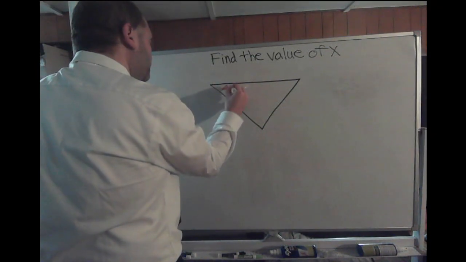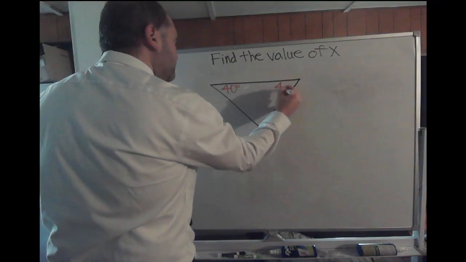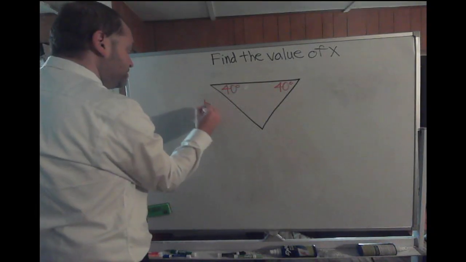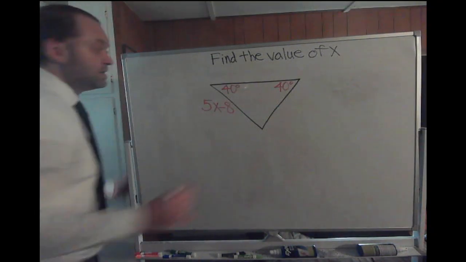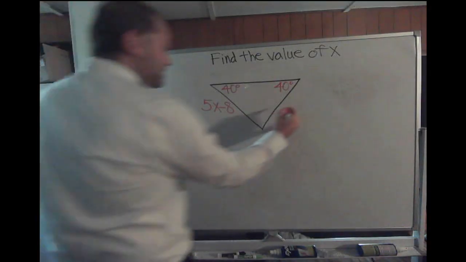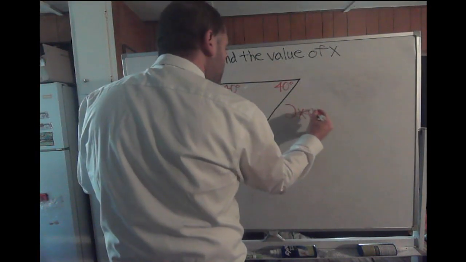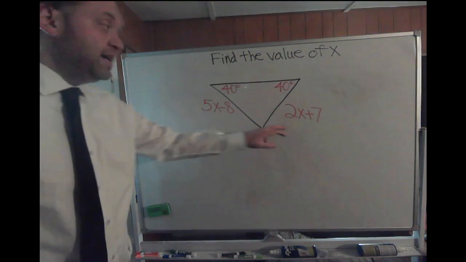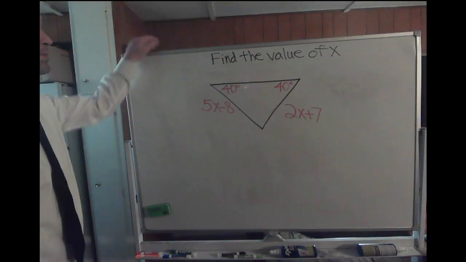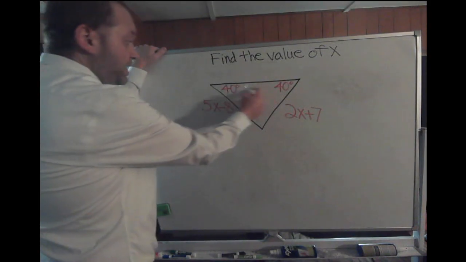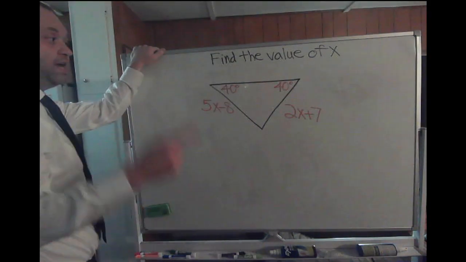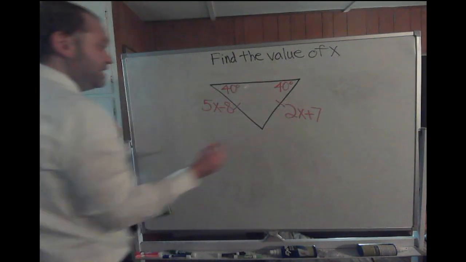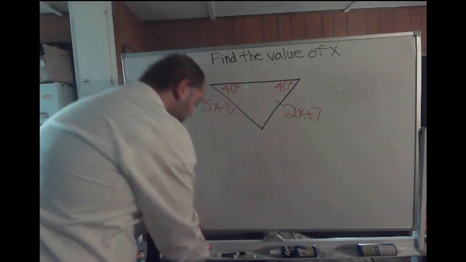This angle here is 40 degrees. This angle here is also 40 degrees. This side is equal to 5x minus 8. This side is equal to 2x plus 7. Okay. So we know 2 of the angles, we know 2 of the sides. Ultimately, we want to solve for x. Well, you have 2 congruent angles here, making this an isosceles triangle. That means the sides opposite those angles are congruent. So this side's congruent to that side. If they're congruent, well, that means they're equal.